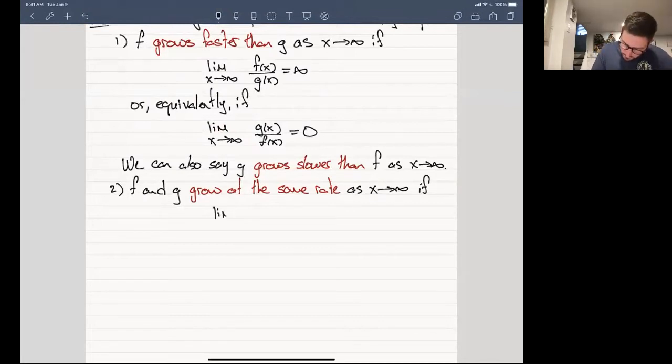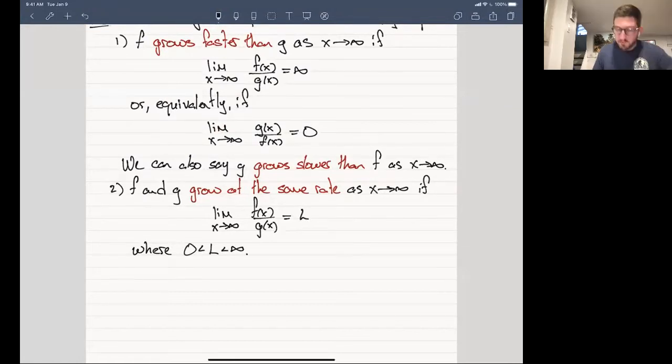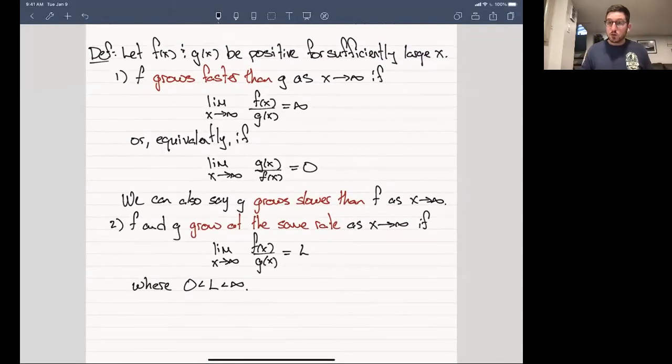if the limit as x goes to infinity of f of x divided by g of x is equal to L, where 0 is less than L, which is less than infinity. So it's finite and it's positive. Okay, so that gives us a way of asking ourselves which functions grow faster or slower than other functions, and what functions grow at the same rate as x goes to infinity.